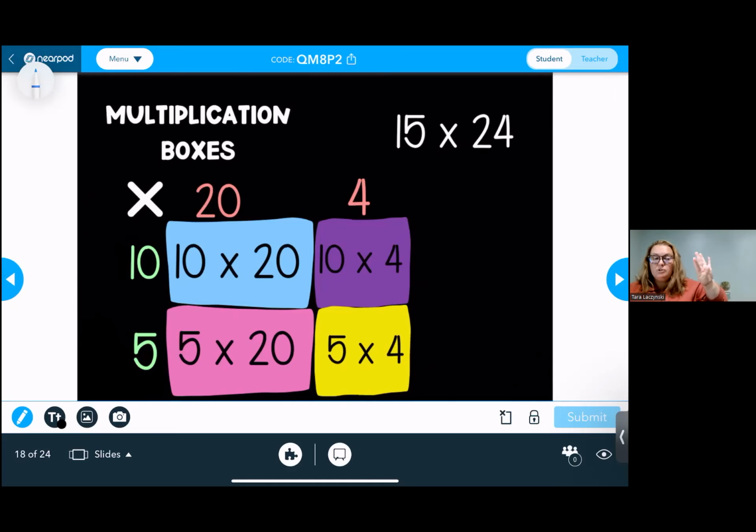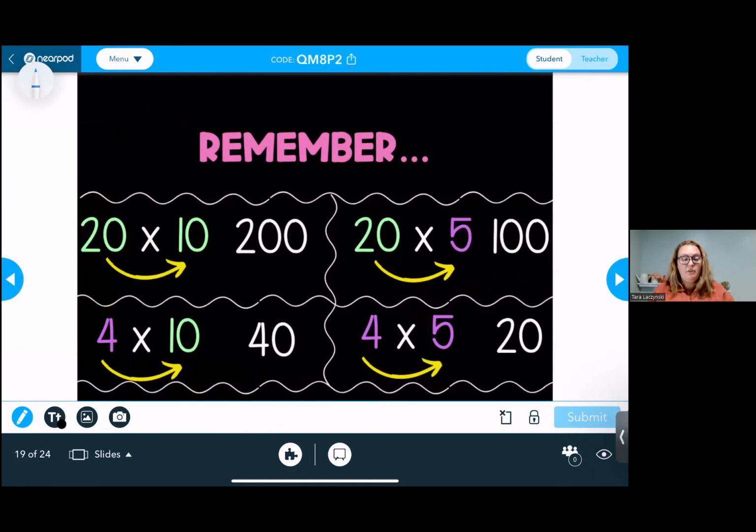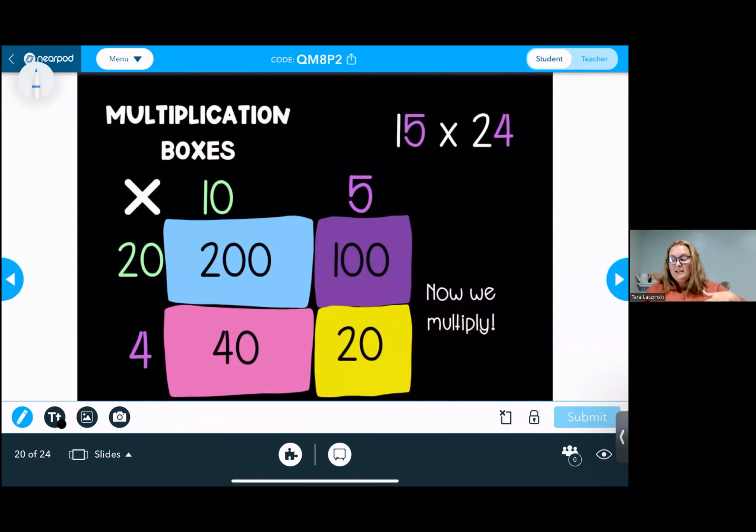Notice we have 4 different multiplication problems. We're going to use our little reminder: drop our 0, find our fact, multiply, put the zeros back. These are my 4 multipliers in my boxes. So when I'm doing 20 times 10, it's really 2 times 1 is 2. I add 2 zeros, 1 from the 20 and 1 from the 10. Going across, 20 times 5 is 2 times 5 is 10. 20 has 1 0. That's where I get my 100. 40 times 10 is 4 times 1 is 4. I have 1 0 in 10. And then 4 times 5 is 20. There are no zeros.